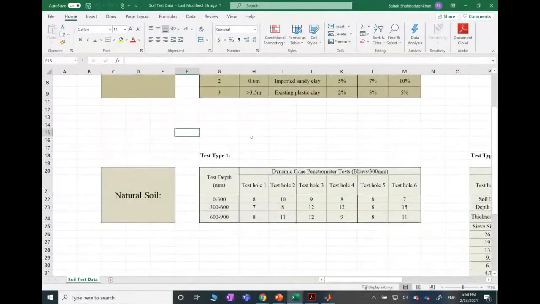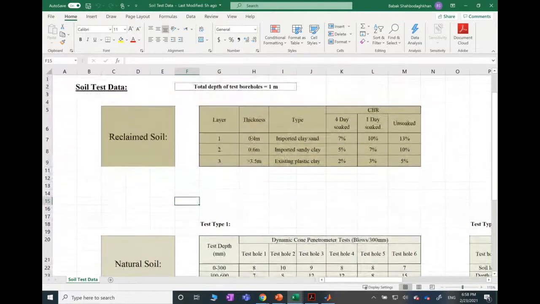So you need to decide. And as you can see, the result that I provided is for a 1 meter borehole. So generally for the design of the road, that 1 meter would be sufficient.